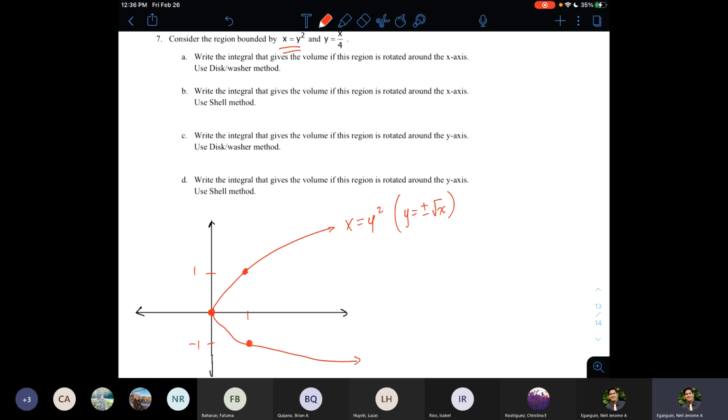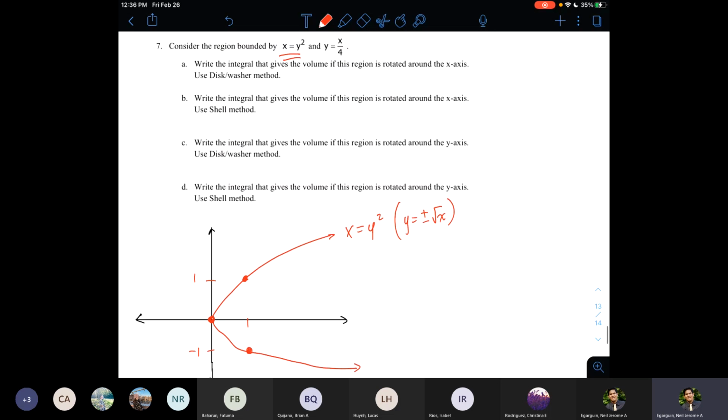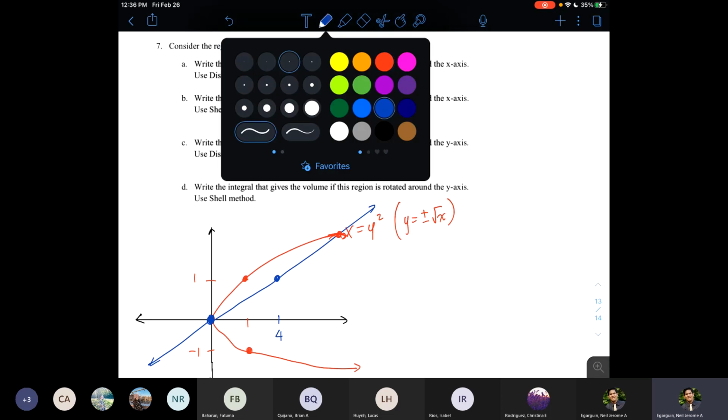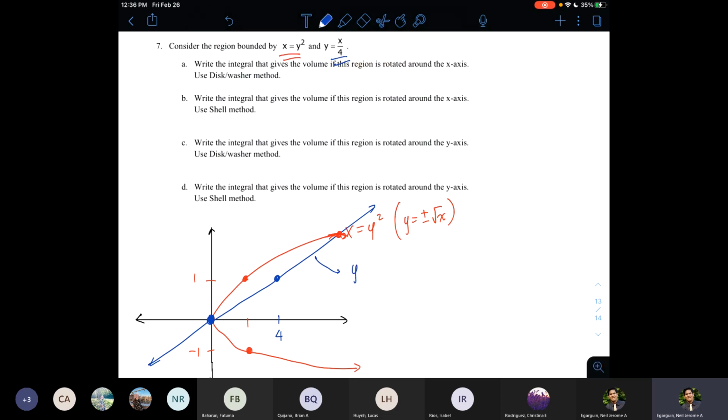Okay. And then the other one is y equals x over 4. When x is 0, y is 0. Lucky us, we get one of the points of intersection there. When x is equal to 4, y is equal to 1. And so we'll have this graph. Let me just extend this a little bit. Okay, there you go. That's the second point of intersection. The blue graph is y equals x over 4, or equivalently x equals 4y.